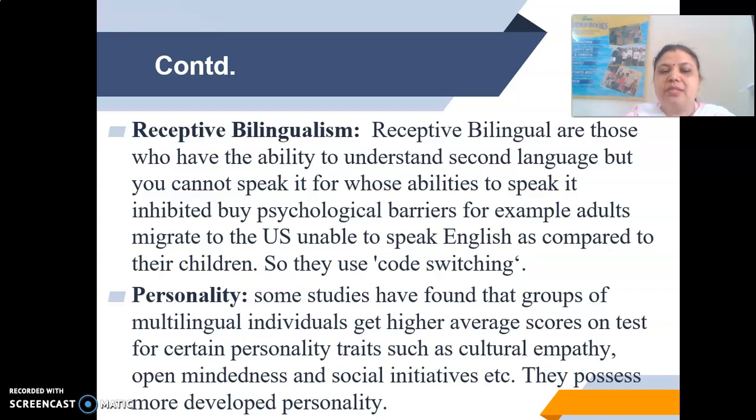Personality. Some studies have found that groups of multilingual individuals get higher average scores on tests for certain personality traits such as cultural empathy, open-mindedness, and social initiative, etc. They have a more developed personality. That's why it is also essential to make our students learn more languages. It helps to enhance their personality factors.